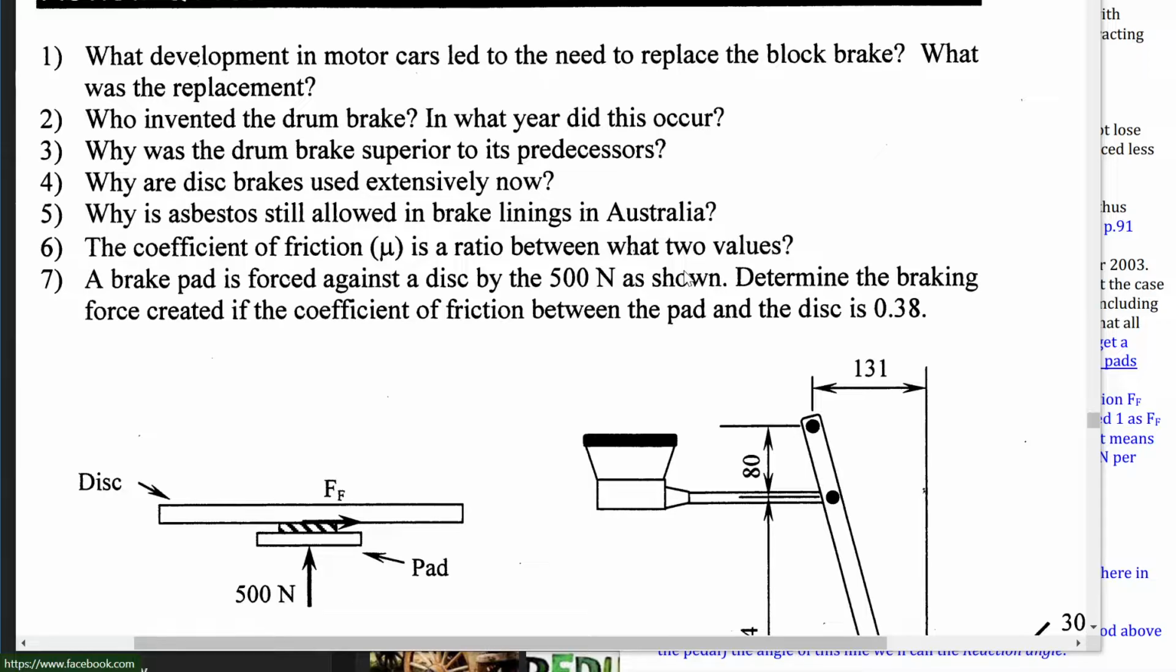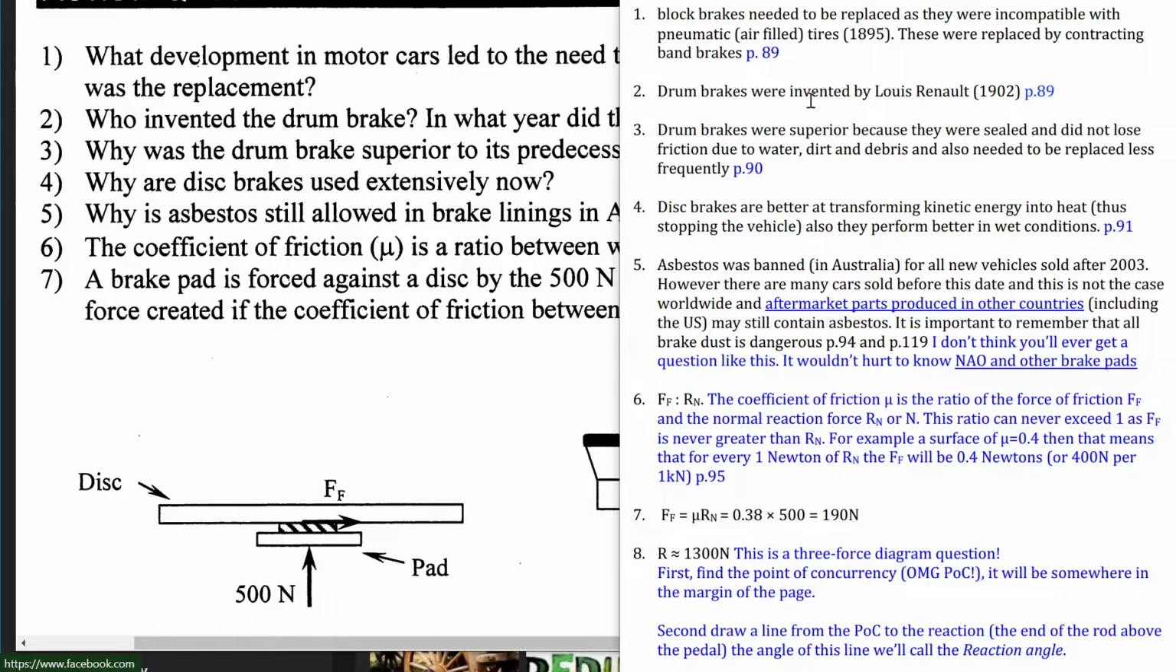So we replaced the block brake with the contracting band brake, and then from the contracting band brake, sometimes referred to as an external drum brake, we had an internal drum brake, which I'm going to say was Louis Renault in 1902, and then from there we went to disc brakes. Okay, so you can find the answers for that on page 89.